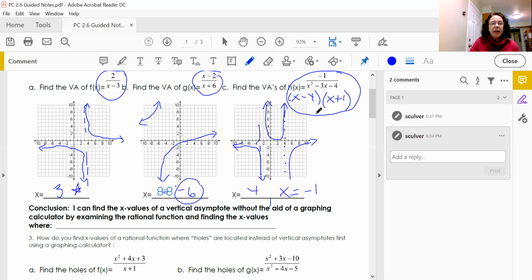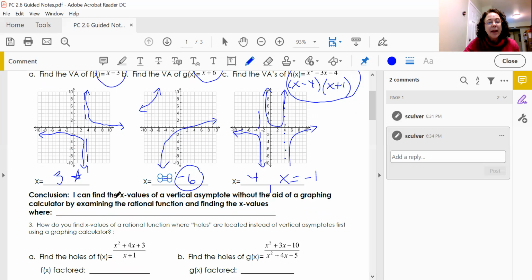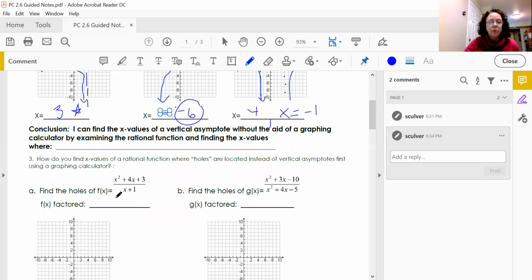So when you take a look, it would appear that vertical asymptotes occur at the x's that make the denominator 0. And that's what we're going to write on the conclusion. They occur at the x that makes the denominator 0, D of x equals 0. So now if I gave you rational expressions and asked you where the VAs are, you could just look in the denominator, find the x's that would make the denominator 0 and say, oh, there's VAs there. There's a little bit more to it, but that gets us started.